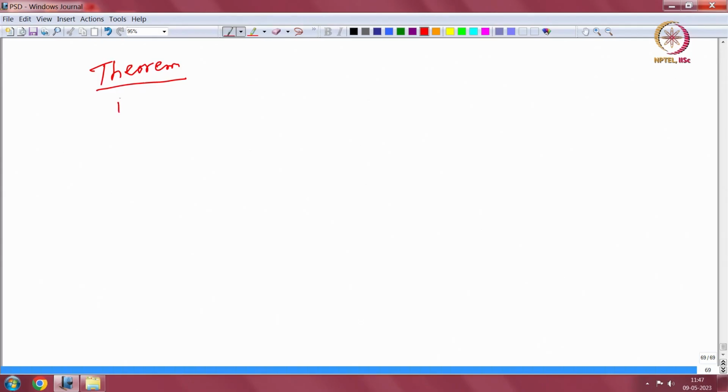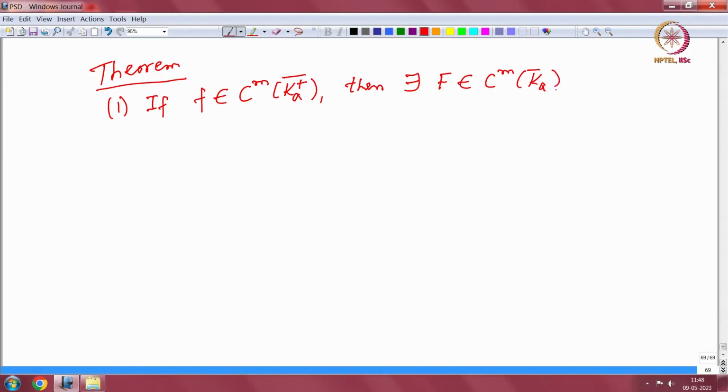There are two parts again. If f belongs to C^m of the closure of K_a plus, then there exists F in C^m(K_a), so we are extending it to the whole cube, which is an extension of f.